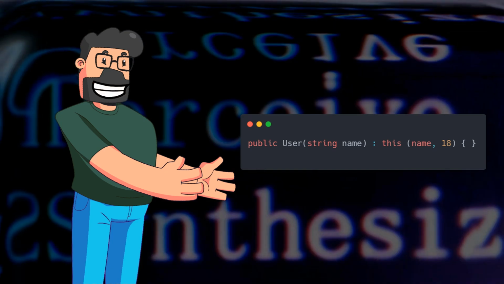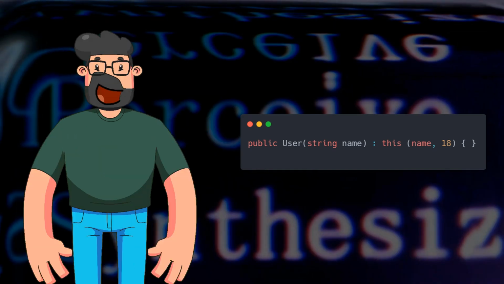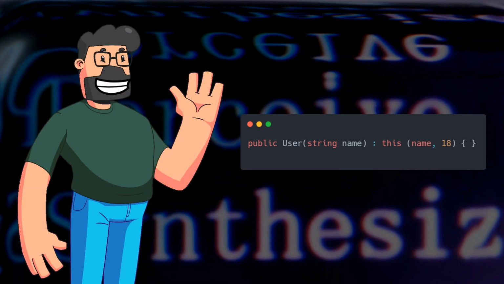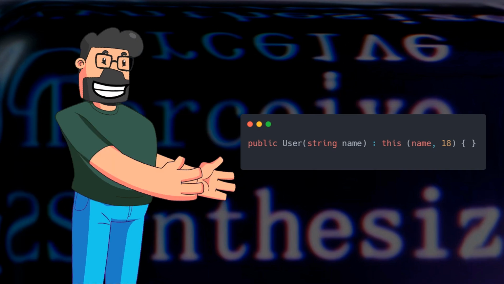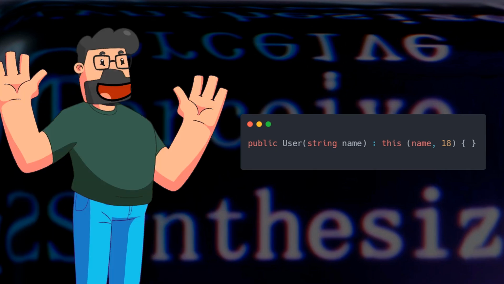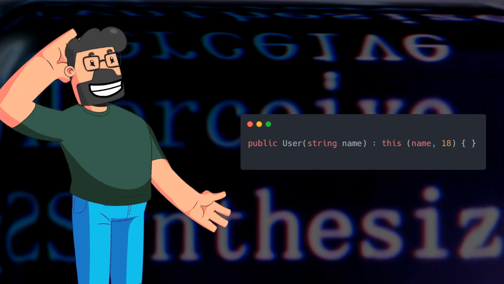Now, onto the solution. To achieve this, we need to call the primary constructor within the new constructor. By adding a constructor with just the name parameter and using the syntax public User(string name) : this(name, 18), we can set the default age value to 18 when only the name is provided. This approach ensures that all fields are properly initialized, maintaining the integrity of the class.